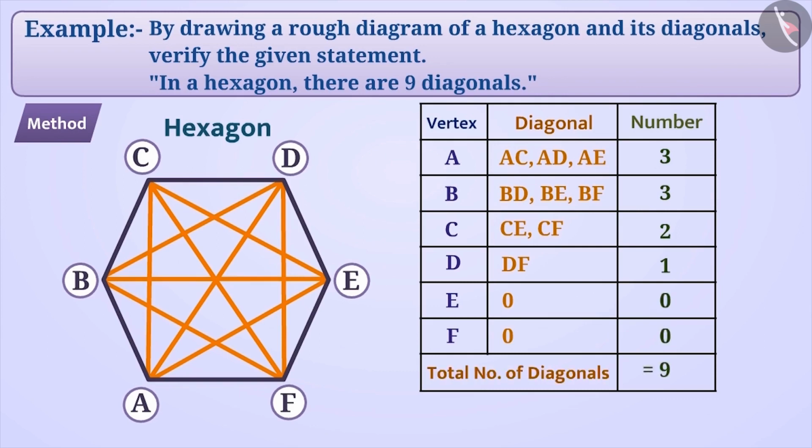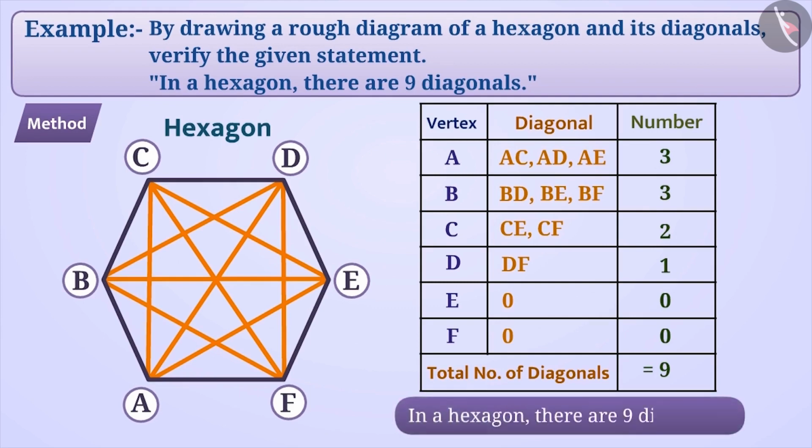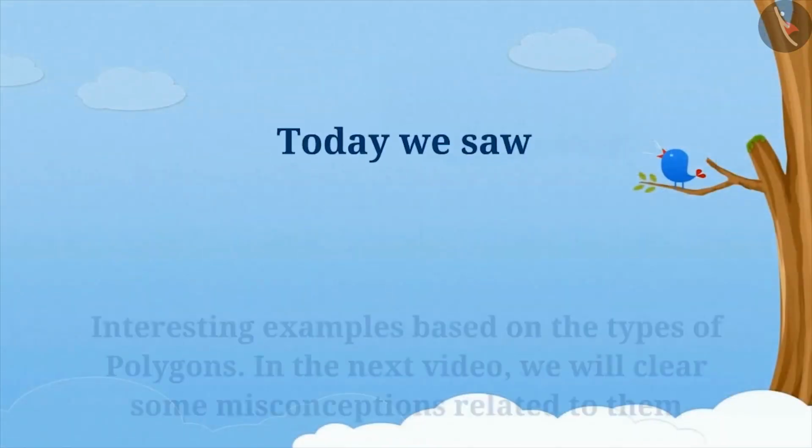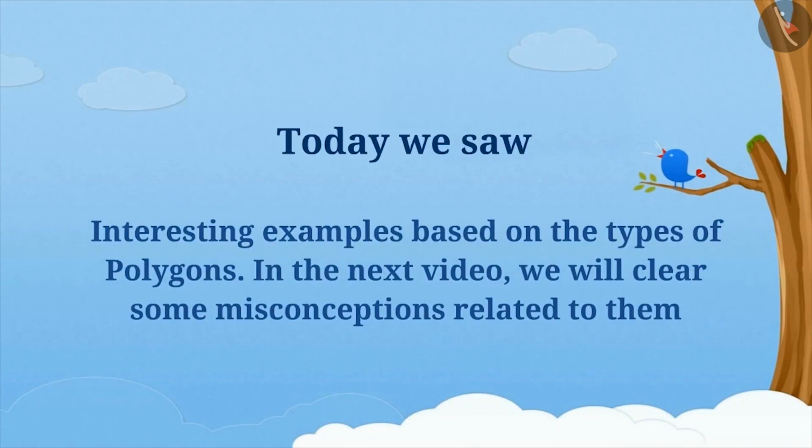In this way, we can say that a maximum of 9 diagonals can be drawn in a hexagon. With this, the statement that in a hexagon there are 9 diagonals gets verified. So today we saw interesting examples based on the types of polygons. In the next video, we will clear some misconceptions related to them.